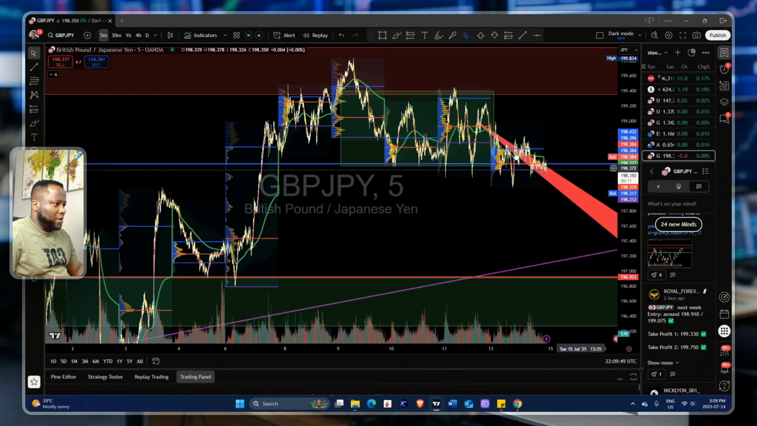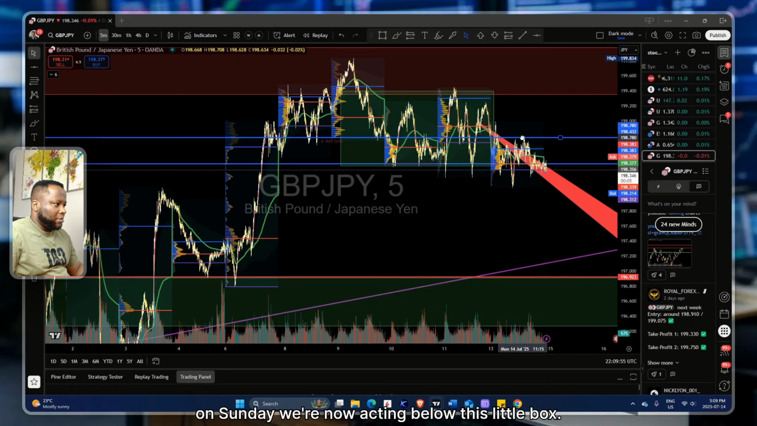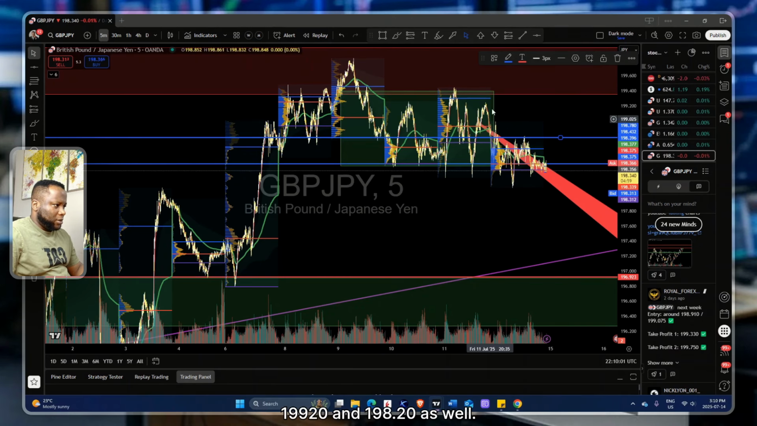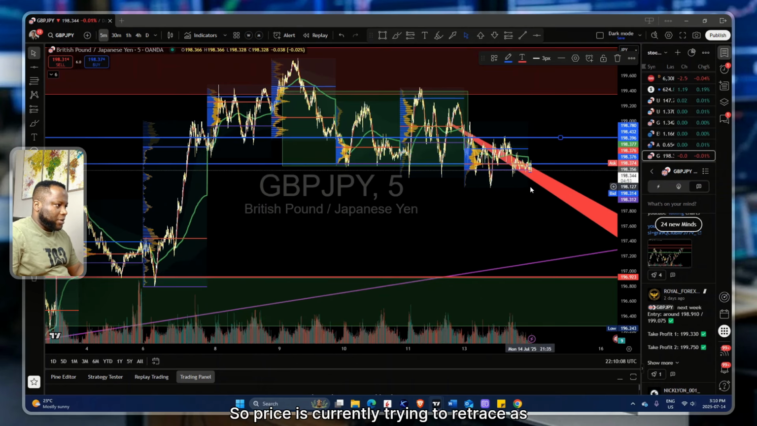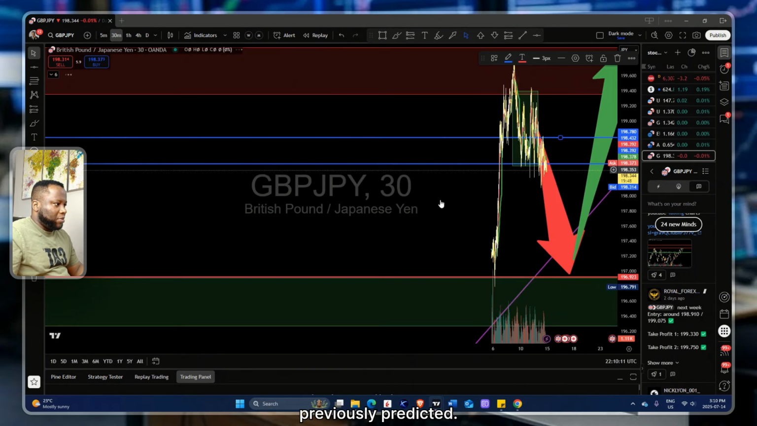So we want to make sure this little box, now we are below the little box here. I drew this on Sunday. We're now acting below this little box. So basically the price is moving within this price range, 199.20 and 198.20 as well. Okay, or 13, give or take, right down here. So price is currently trying to retrace as previously predicted.